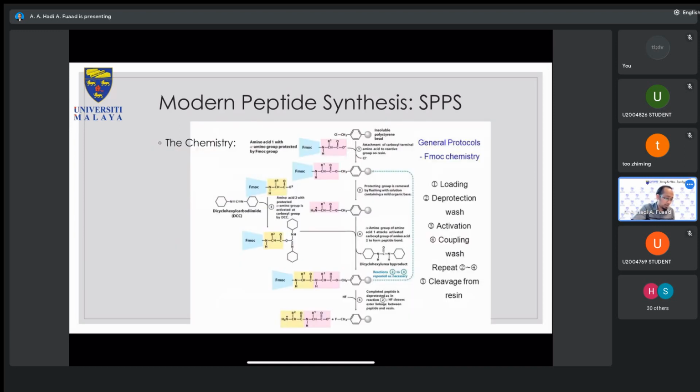Right, so again, this is just a general FMOC protocol. You can just read through. It's basically more or less the same as what I've mentioned. What differs from what we have shown you previously is the reagents that you use. For example, instead of using TFA to remove BOC, you use piperidine or methylpiperidine or some other different bases.